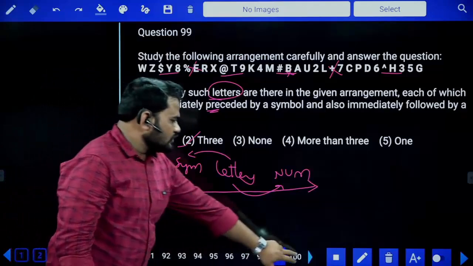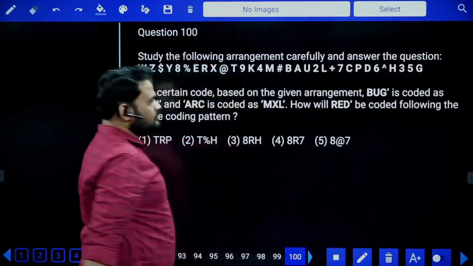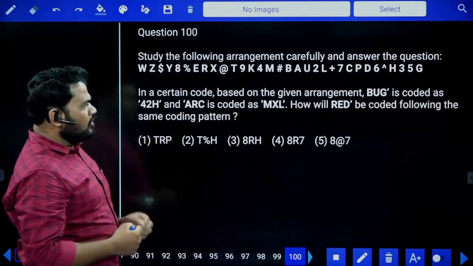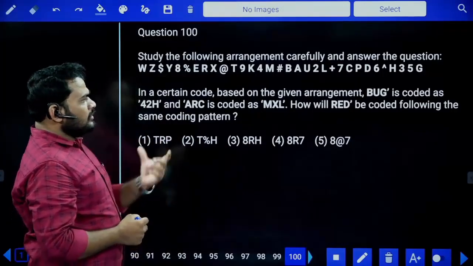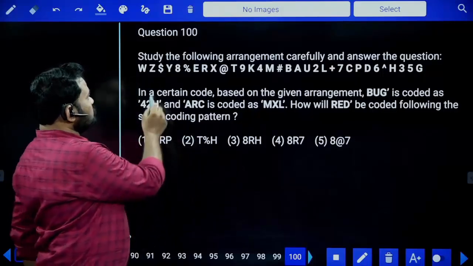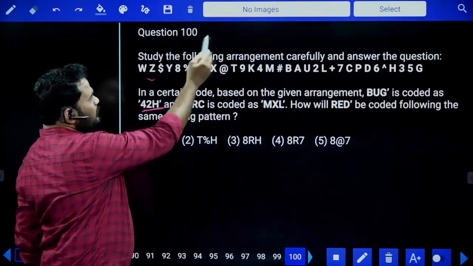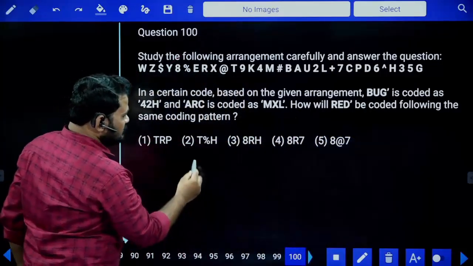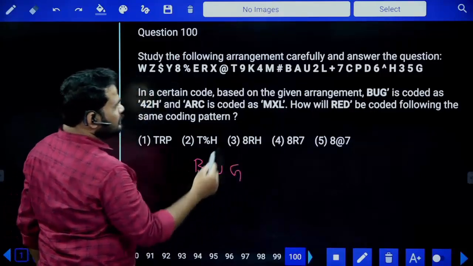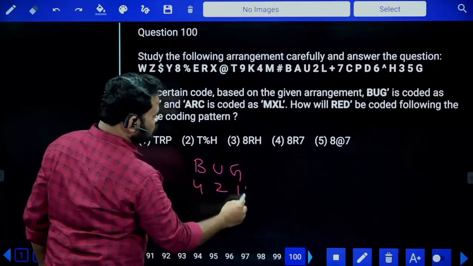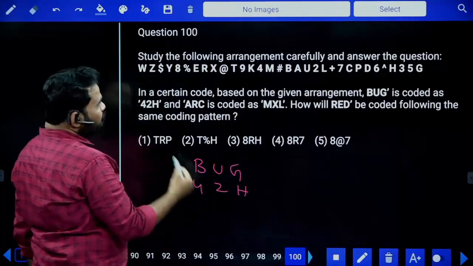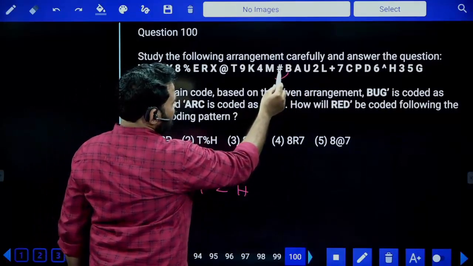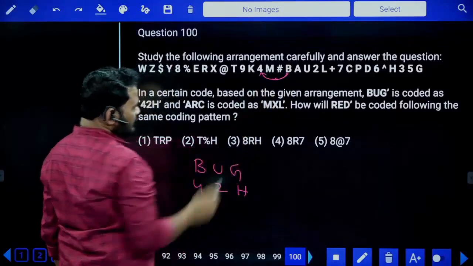Next 100. So in a certain code, based on the given arrangement, BUG is coded as 4 2H. This question has to be answered by using the above sequence only. Let me rewrite the question, that is BUG is coded as 4 2H. Now observe B and 4 here. With respect to B, first left, second left, third left. Third to the left of B is 4.